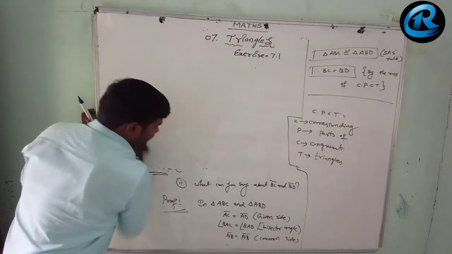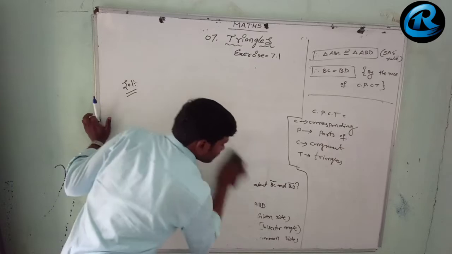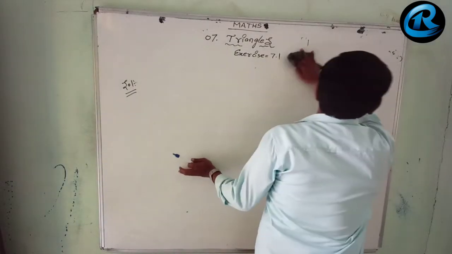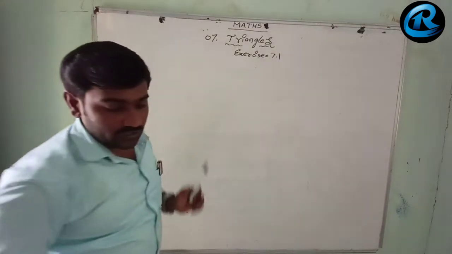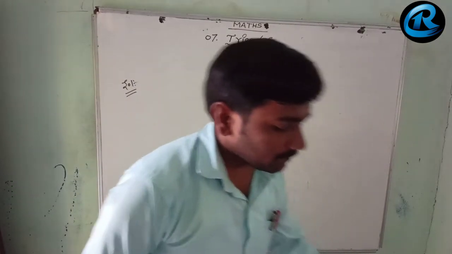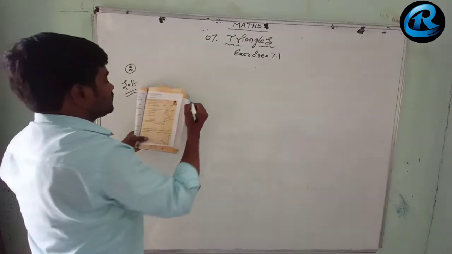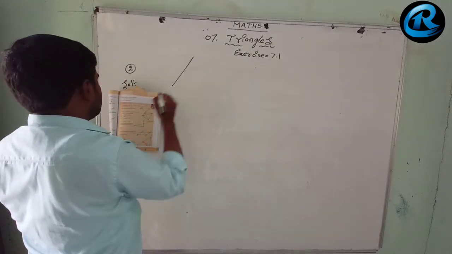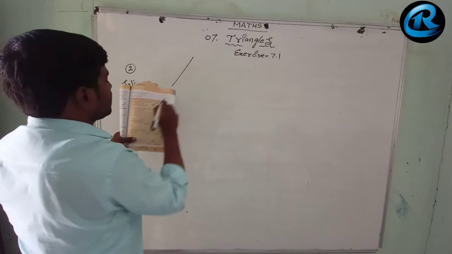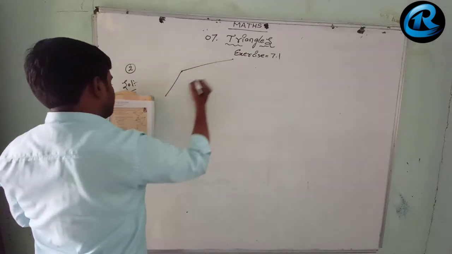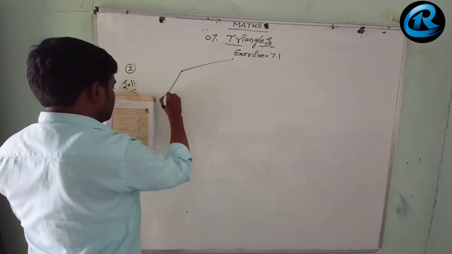Now we go for the next question, the second question. Solution. See, all the questions will be like this only. Then the second one, there is one diagram. Let us see that ABCD is a quadrilateral.